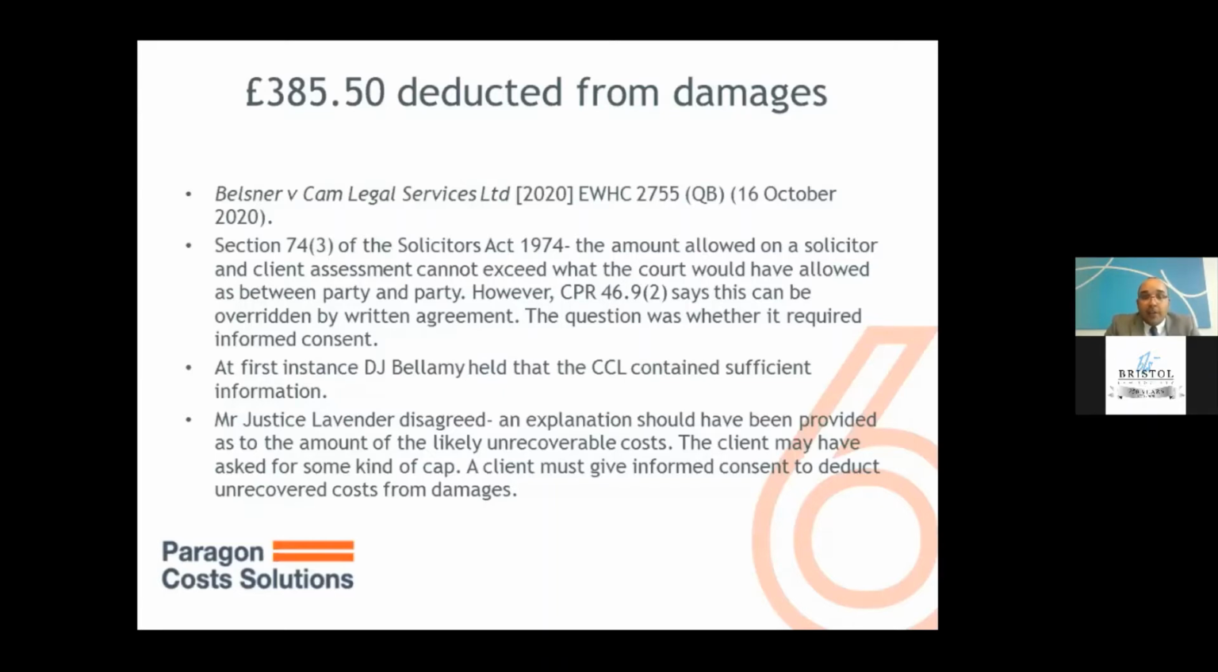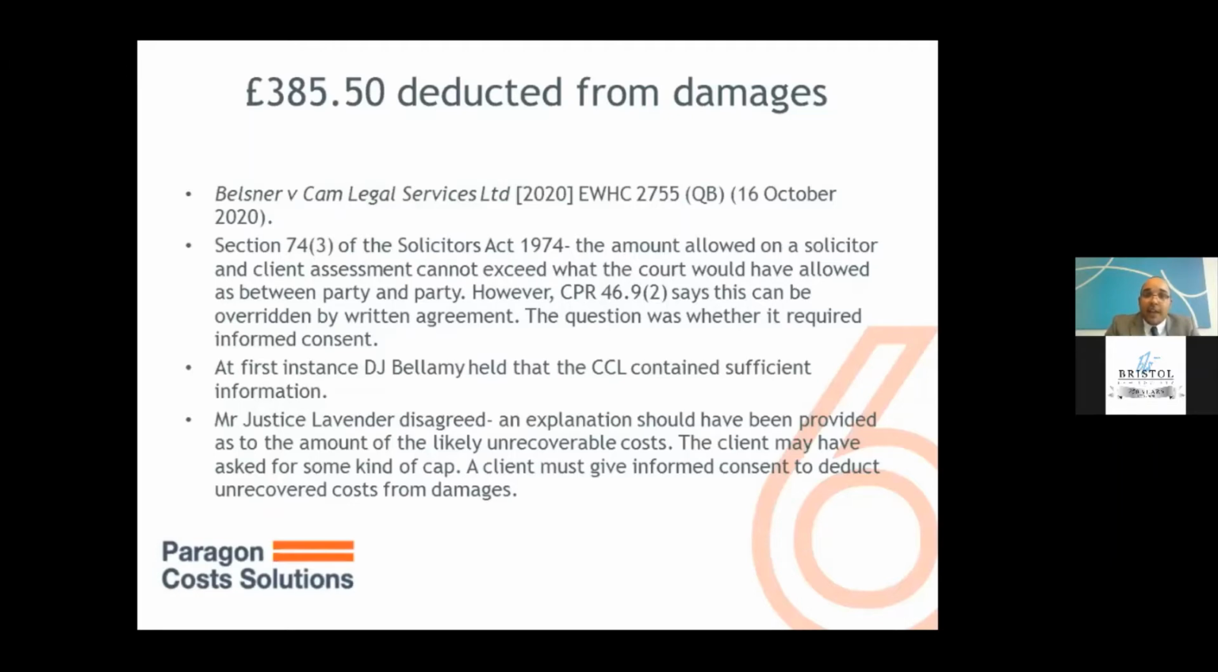And what had happened is what I would call the typical case, which is the client care letter says, you will be liable for our costs. We may get a contribution from the other side, but come what may, you will be liable for our fees, and whatever is recovered is a contribution. So at first instance, District Judge Bellamy held that the client care letter contained sufficient information and the deduction was permitted. However, Mr. Justice Lavender disagreed.